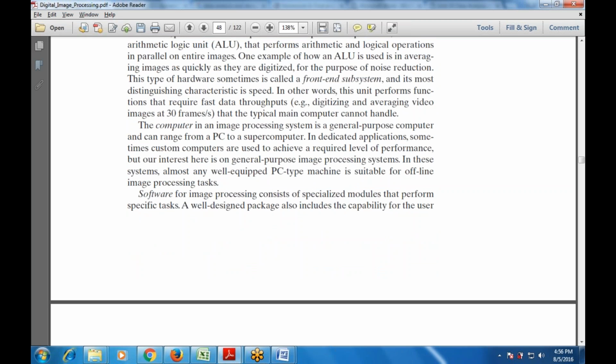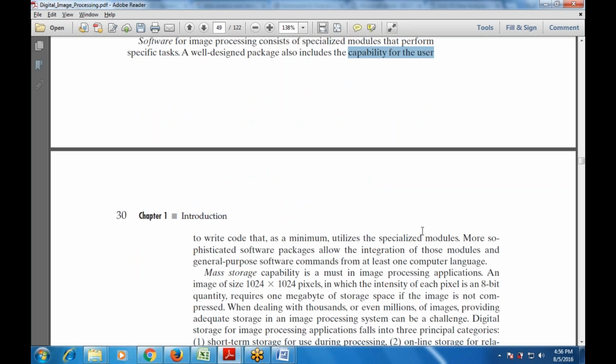Next one is software, that is, the packages. We can say the specialized modules in the packages perform specific tasks, and that is known as software. A well-designed package also includes the capability for the user to write code, and as a minimum utilizes the specialized modules. Software packages also integrate the modules and general purpose software commands from at least one computer language.